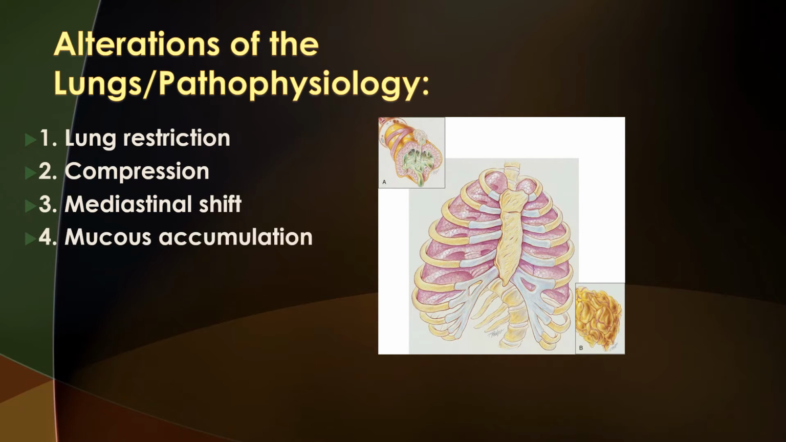There is also mucus accumulation throughout the tracheobronchial tree, which makes mobilization of secretions difficult. Atelectasis is also present, where areas of the lungs are compressed. Respiratory failure is a common morbidity and mortality in patients with kyphoscoliosis.